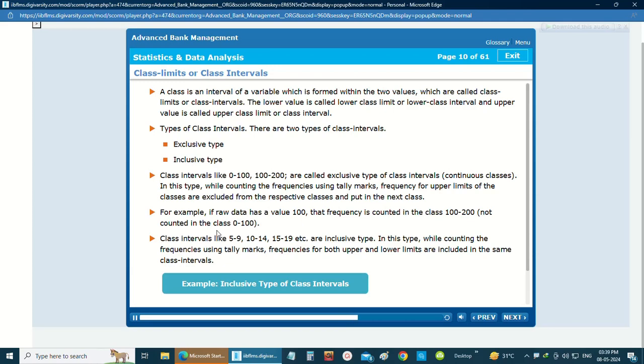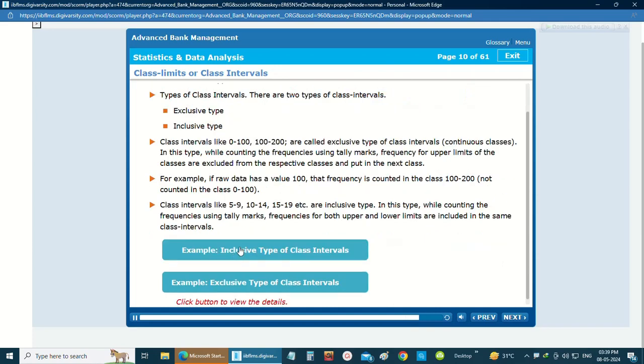Class intervals like 5 to 9, 10 to 14, 15 to 19, etc. are inclusive type. In this type, while counting the frequencies using tally marks, frequencies for both upper and lower limits are included in the same class intervals. Inclusive type of class intervals.